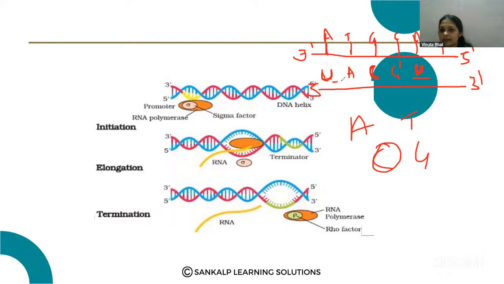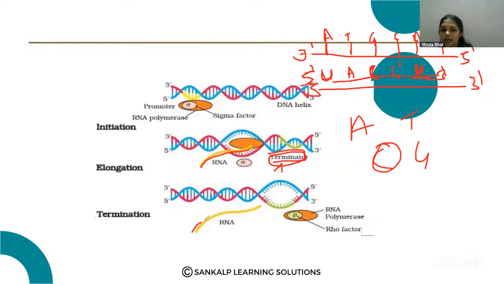So like this, the RNA is synthesized. And it is having the 5' to 3' direction. Here RNA synthesis has happened. And the terminator, here that is the rho factor. Rho factor is required for the termination of the RNA.